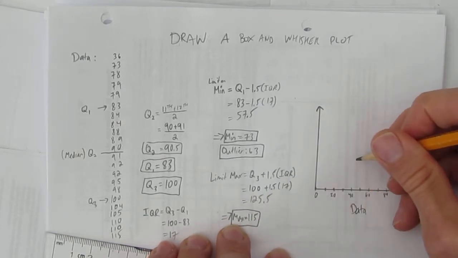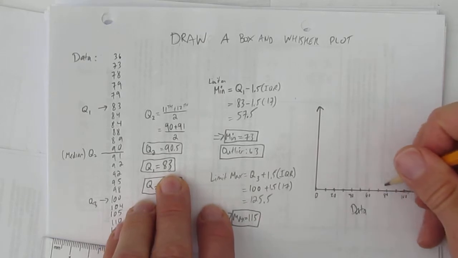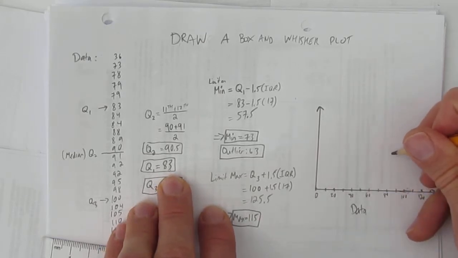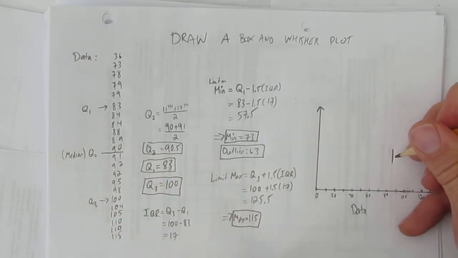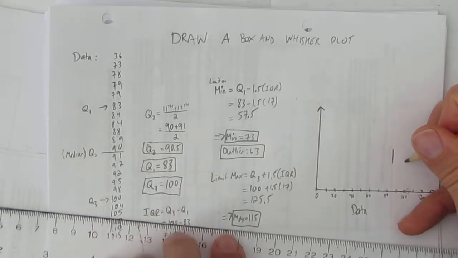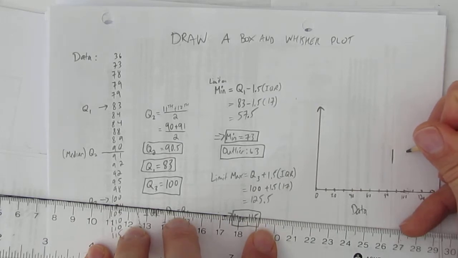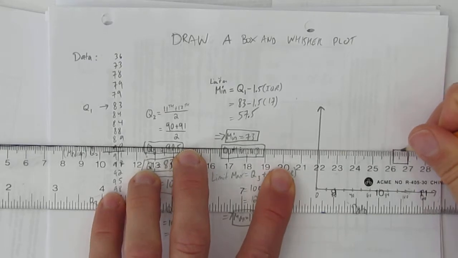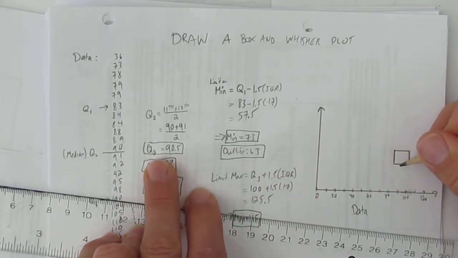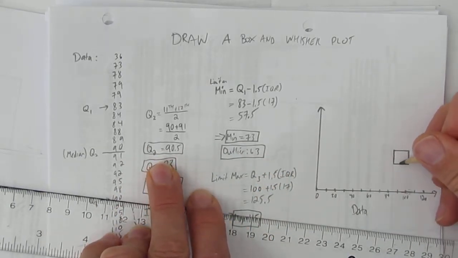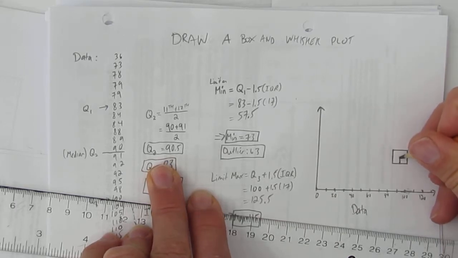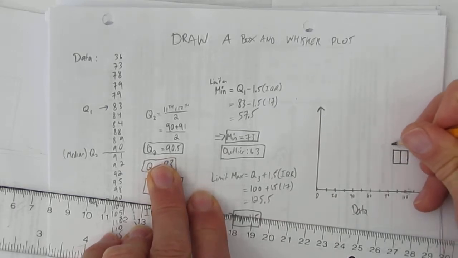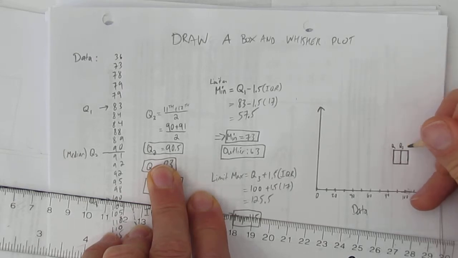First, I think the easiest thing to start with is to put the Q1. So Q1 is 83. So at the 83, we put a starting box here, and then we go all the way to 100. That's our Q3. And we draw a box. Then, not down the middle, but wherever Q2 is, the median, which is 90.5, so it's right about here, we put a middle line in the box. So this is our Q1, our Q2 or median, and our Q3.